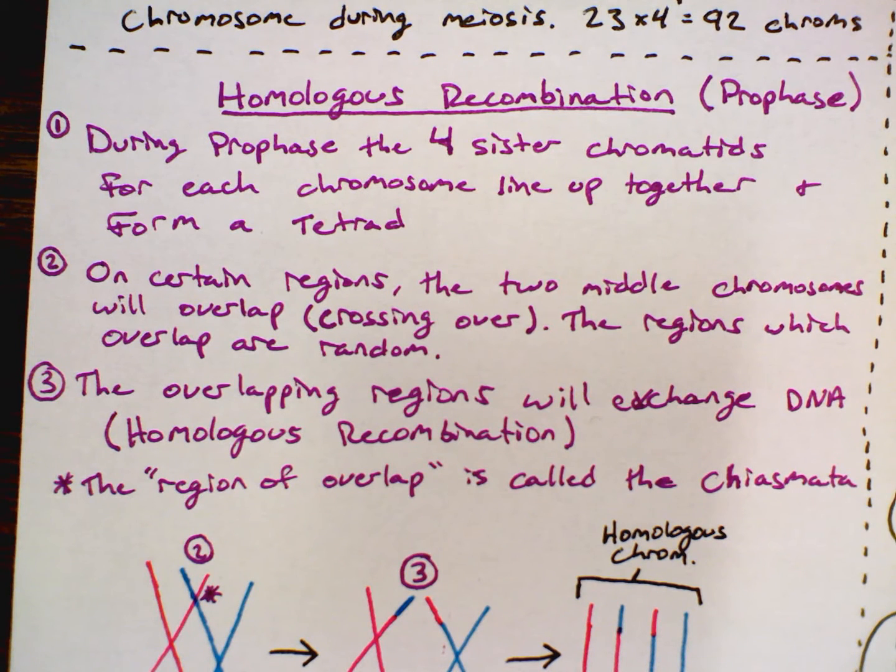Now, there is a name for the place where they overlap. The location where crossing over occurs is called the chiasmata. Which kind of sounds like something you'd say when you perform a martial art move.